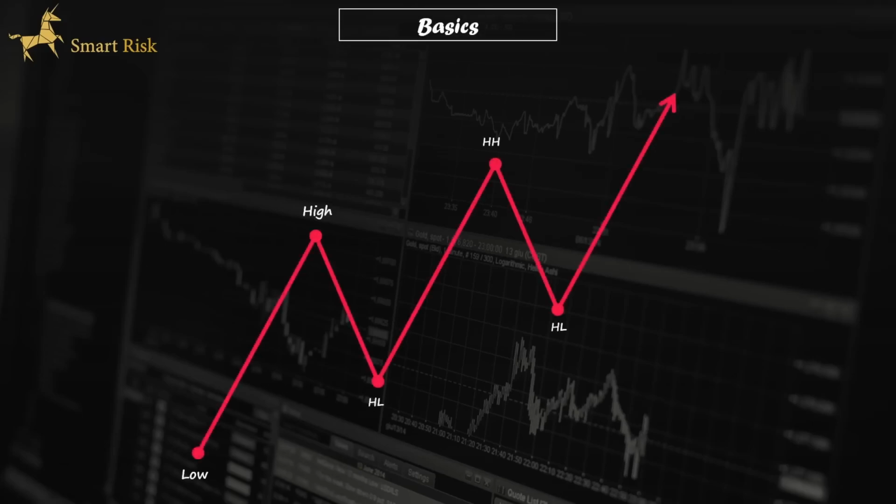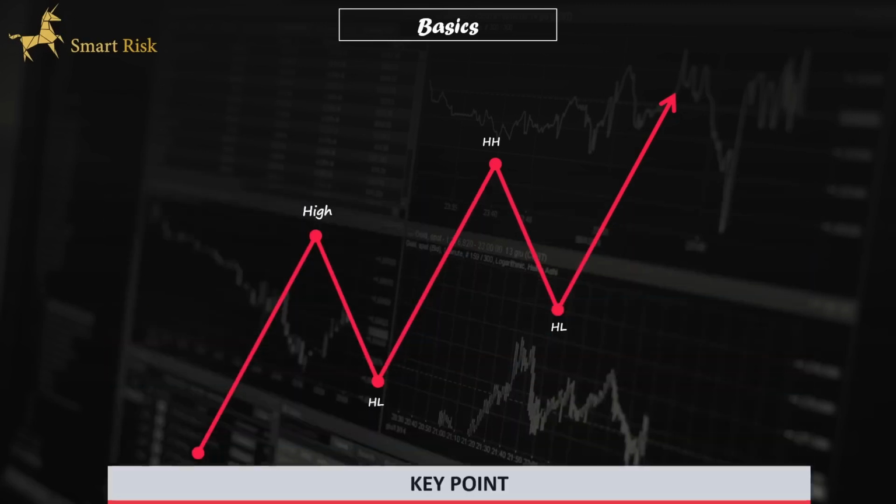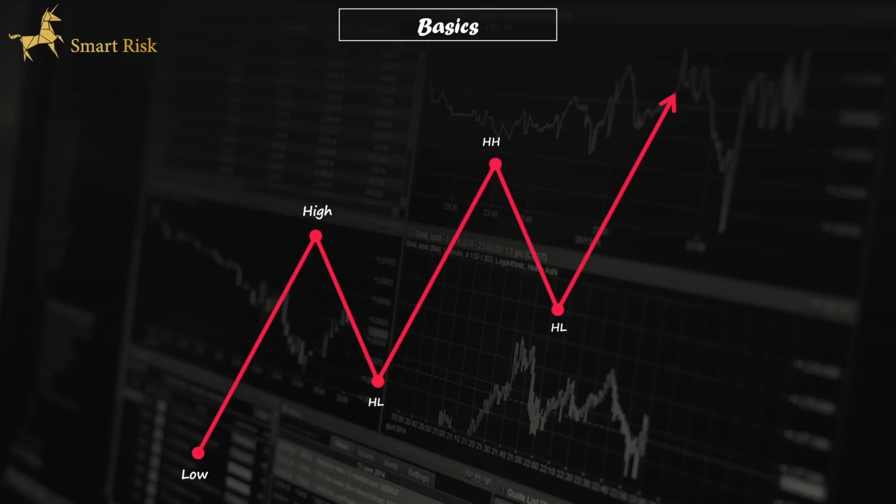Imagine that we have a structure like this. Now, let's identify the strong and weak structural points in this bullish scenario. Starting with the strong points. If the price breaks a structure to the upside, it creates a strong low. In this example, we see that the price is in an uptrend and has created multiple breaks of structures to the upside. Here, we see that the price formed a break of structure and also created this strong low over here. Moving a bit higher, we notice that the price has created another break of structure here, forming another strong low.